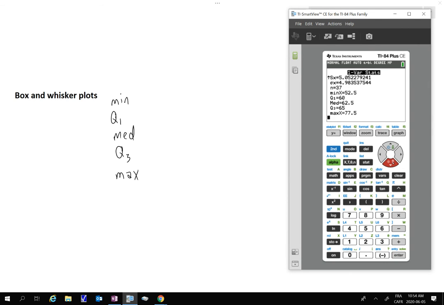So now if I scroll down a little further, I see I've got 52.5 is the minimum, but I actually know that my minimum is 50. So I am overriding the calculator here and saying, the calculator thinks 52.5 is the minimum because that's what I entered, but I know for my table that 50 is the minimum. Likewise, I know that the maximum is 80, even though the calculator has 77.5. But for the other ones, I'll go with the calculator. Q1 is 60, the median is 62.5, and Q3 is 65.